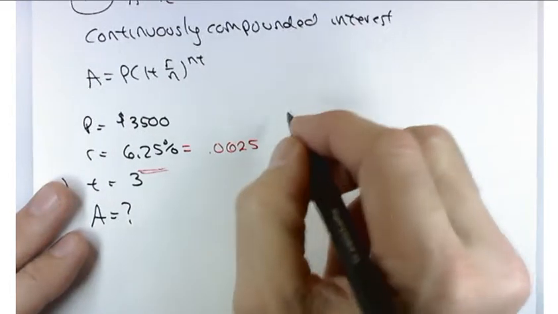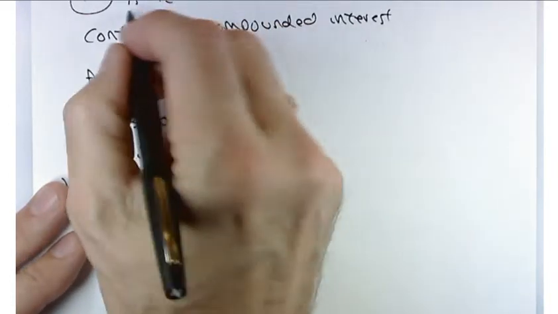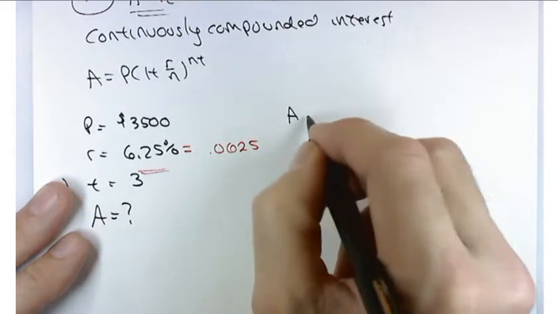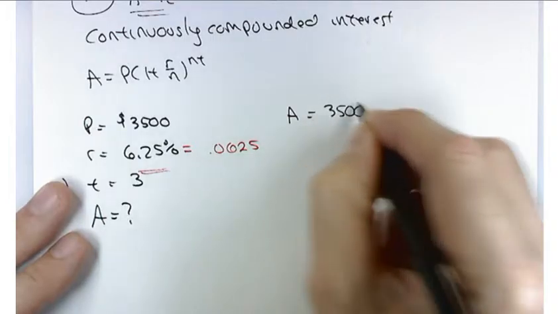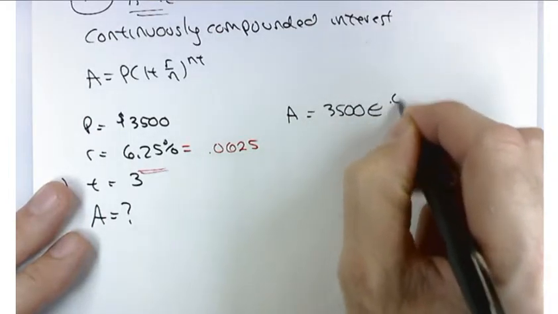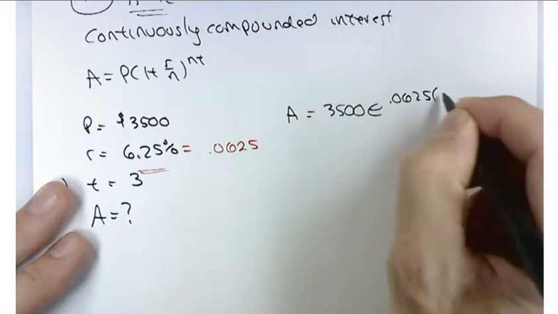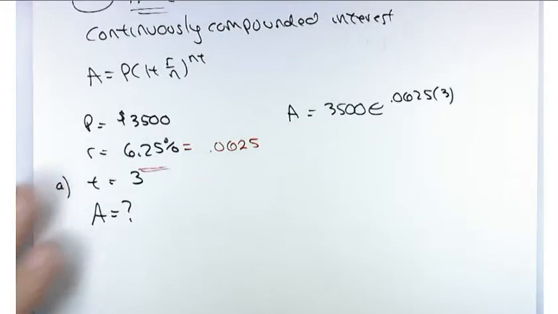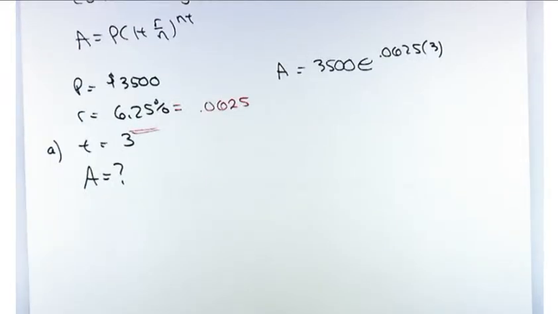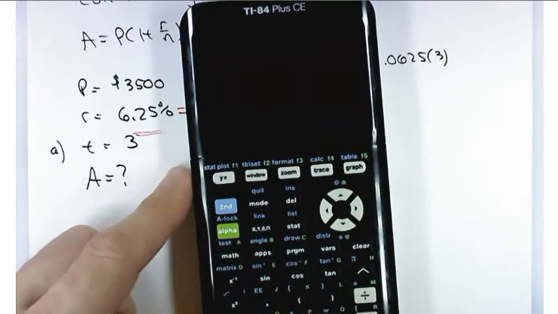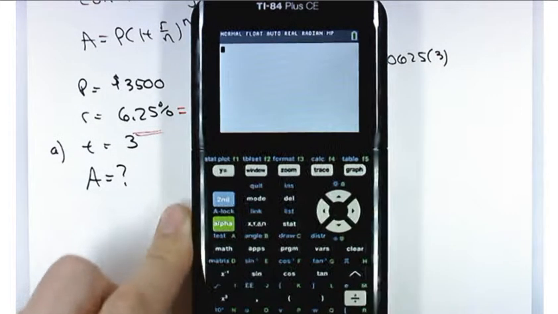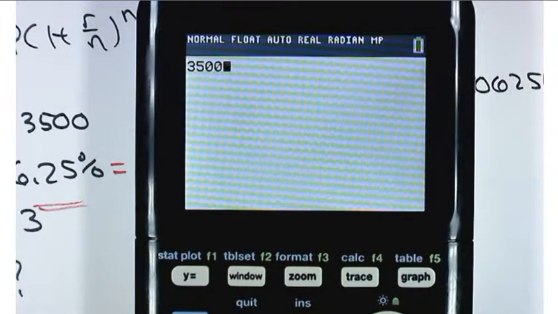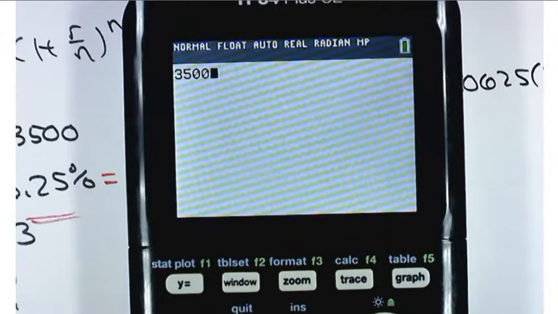What's that look like when we fill everything in? Well, we're going to use this formula. A is our unknown, 3,500 e to the 0.0625 times 3. So take out your calculators. So I want 3,500. Where are you going to find e to the x? Does anyone remember?